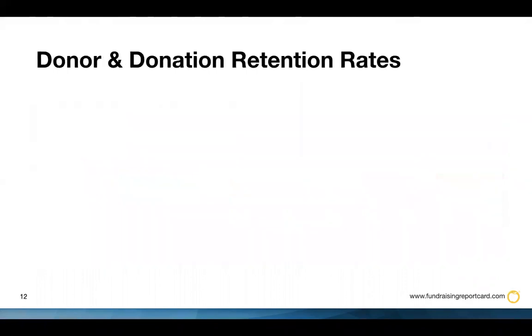Okay, let's move on to the second cornerstone data point. We believe in measuring donor and donation retention rates. Why retention rates? Well, retention rates really do speak to loyalty. The higher the retention rate, the higher the loyalty. The lower the retention rate, the lower the loyalty, and the more people are churning or lapsing out of your program. And that's an expensive fundraising program.